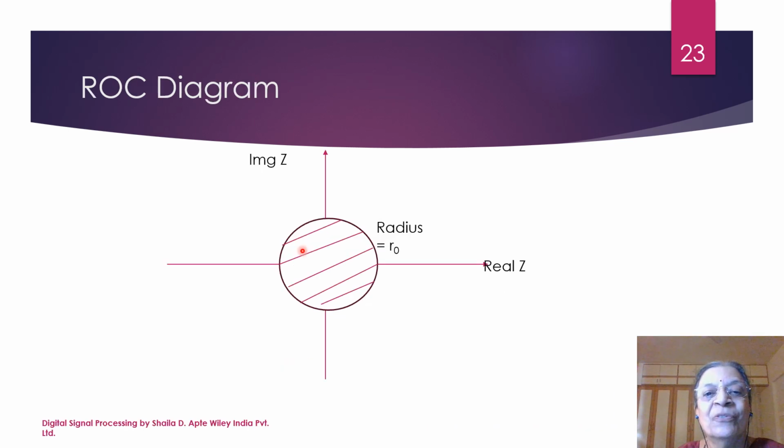Let us see the region of convergence. This is r equal to r0, radius equal to r0. If I draw a circle which has a radius less than r0, then it will obviously be in the region of convergence.